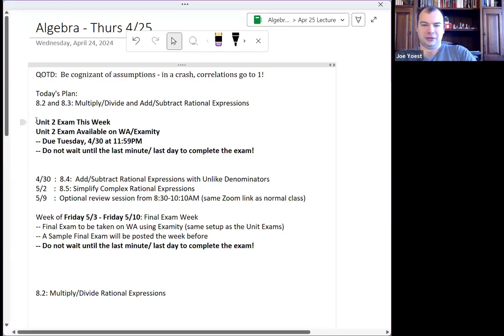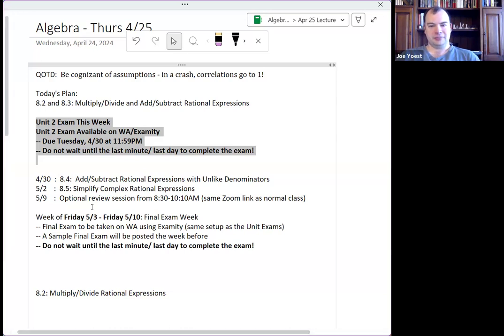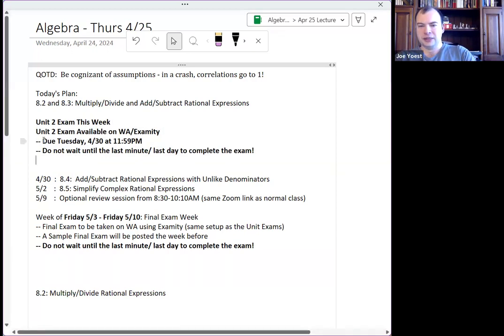So we have the Unit 2 exam this week. If you haven't completed it already, I recommend planning a time in the next few days to complete the exam. I recommend not waiting until Monday or Tuesday, as that doesn't really give you much time at all in case anything were to go wrong to get that worked out or fixed. So that exam, Unit 2 exam, is due on Tuesday the 30th at 11:59 p.m. But ideally, you want to complete that well before that due date and time.